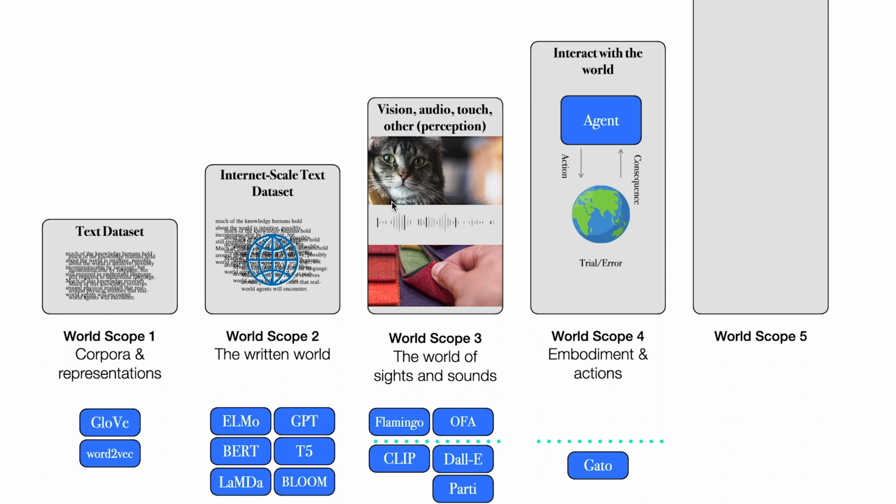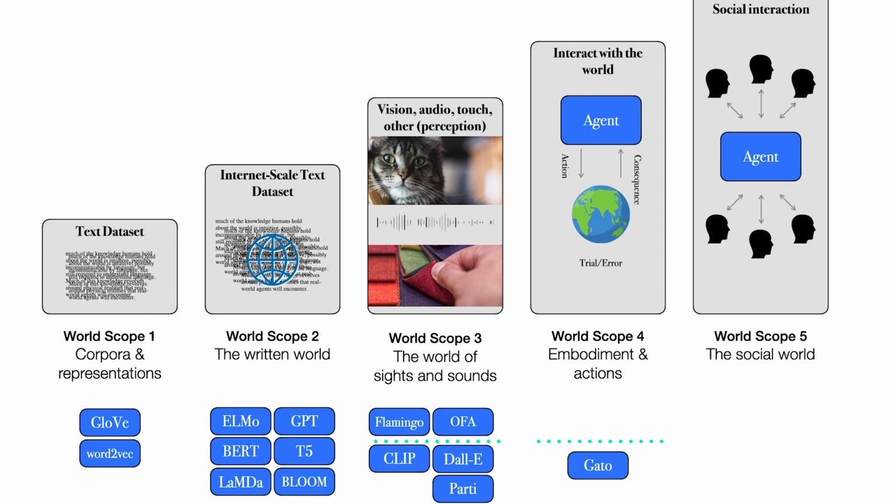So what do you do after embodiment? You have internet scale text data, you have the world of sights and sounds and multimodal models, and then you have embodiment with the world. World Scope 5 is the social world. This is where the model goes out and interacts with the world, interacts with human beings.